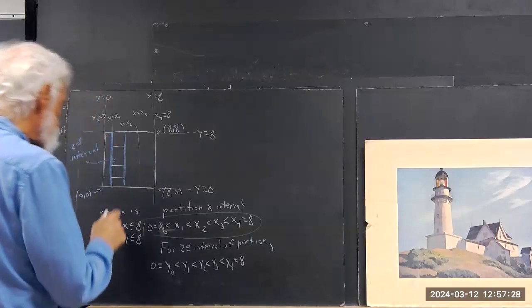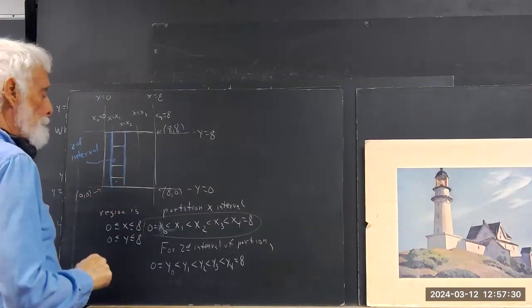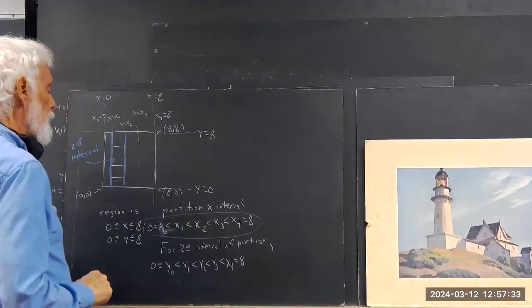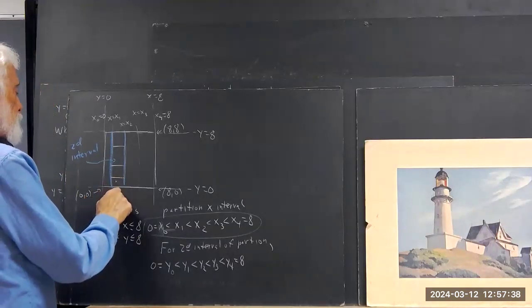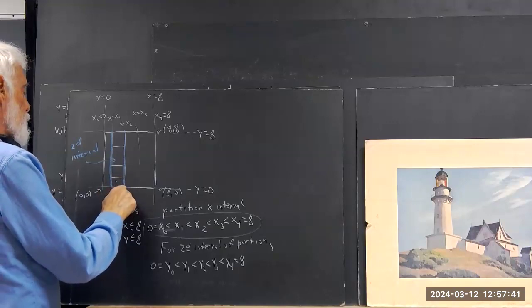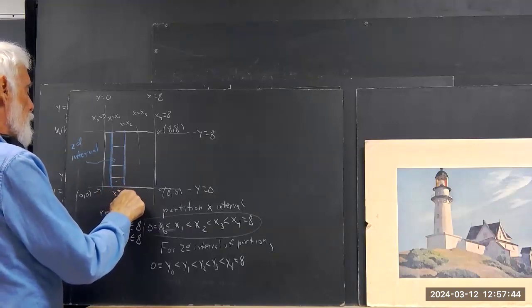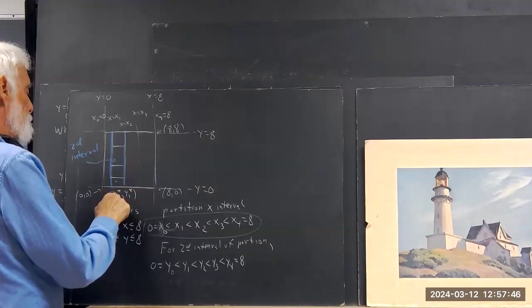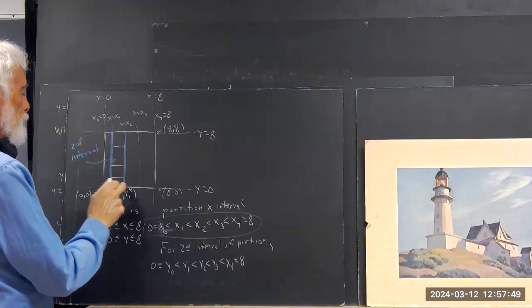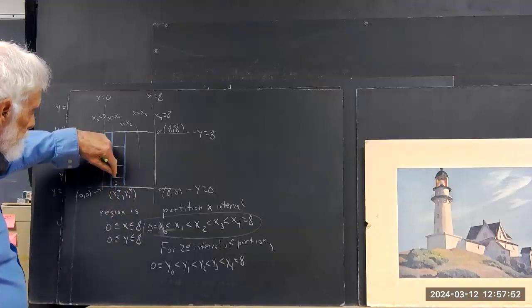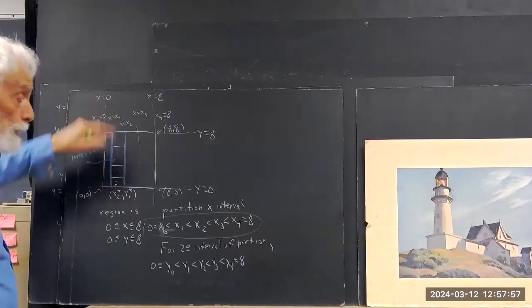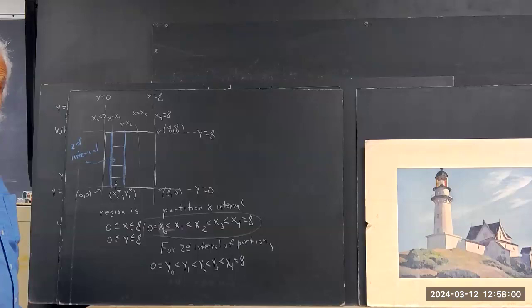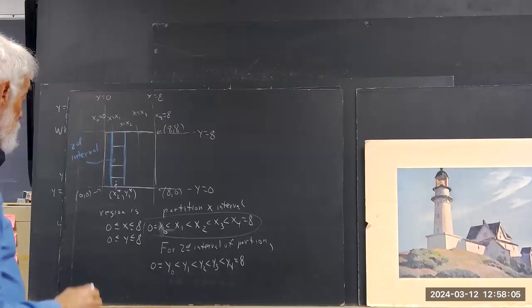So I put a sample point. Okay, well, what's the sample point? This is my second interval. So I'm going to call this point x2 star, y1 star. It's in the second x interval and the first y interval in this vertical strip. Does that make sense? You might not know why I'm doing this, but that's what it is.